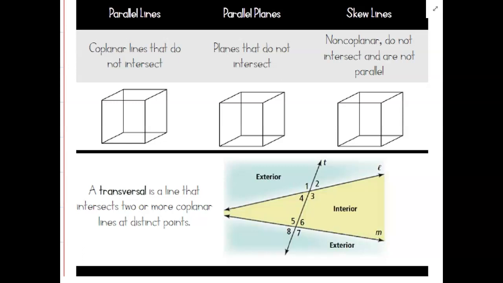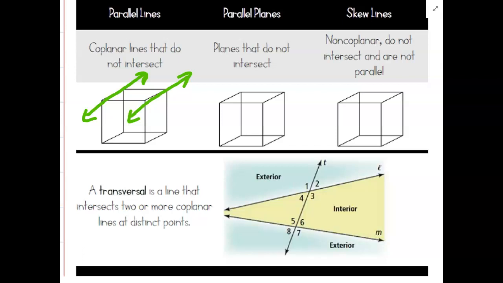Although we're talking about a three-dimensional space, if the lines are parallel, they have to be on the same plane. What I mean by that is you couldn't have parallel lines where one's pointing up and one's pointing down. They'd have to be on the same plane, and they do not intersect. So on this cube, we could say that the top left side and the top right side would be parallel lines. They're coplanar because they're both on that top plane, and they're not going to intersect.